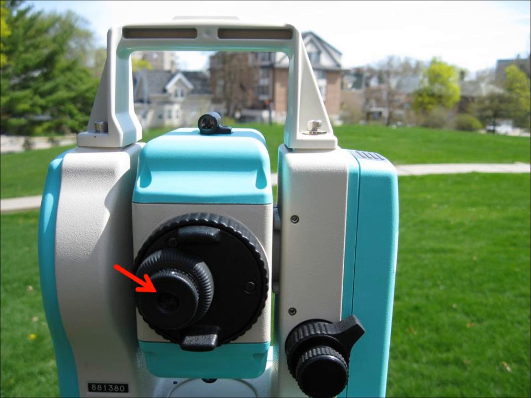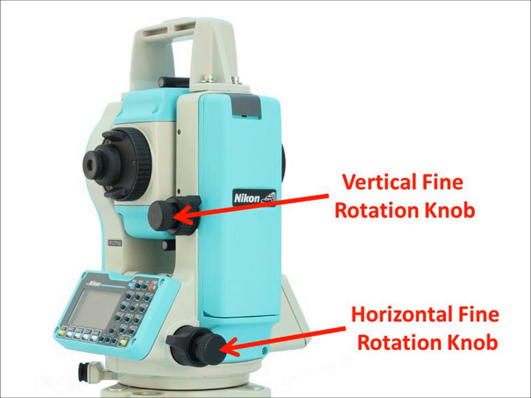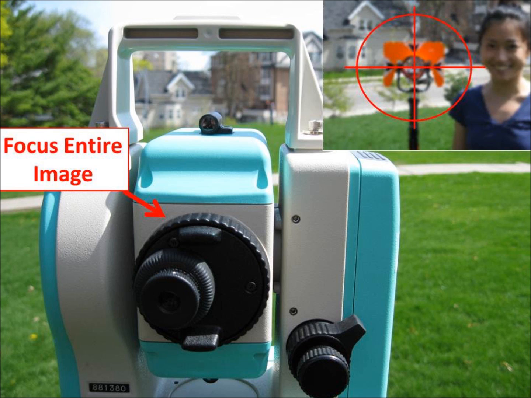After you're roughly close, look through the scope and center the crosshairs exactly over the center of the prism. Use the fine adjustment knobs to rotate the total station in small increments. The coarse rotation knobs have to be locked in order to use these though. The scope image will likely need to be focused.